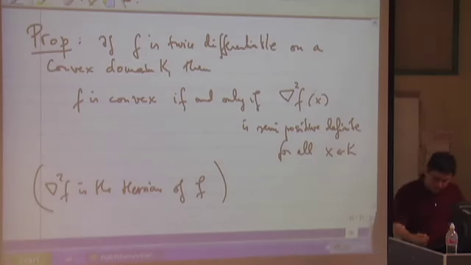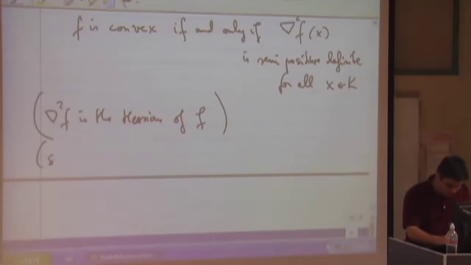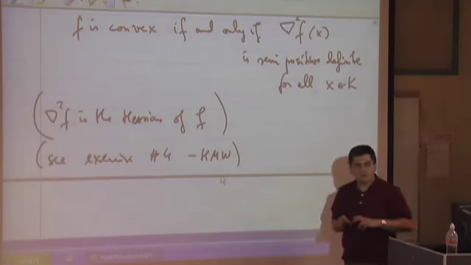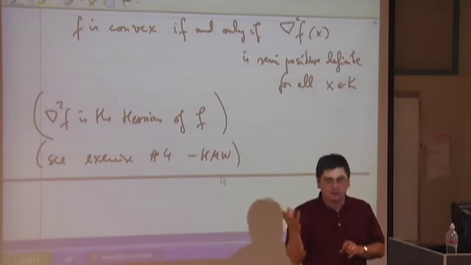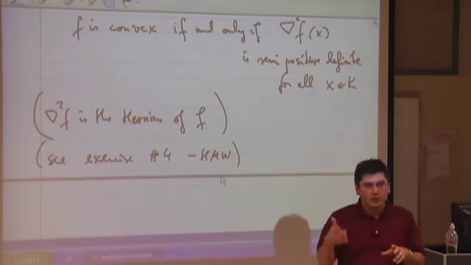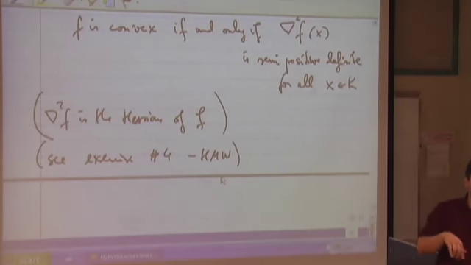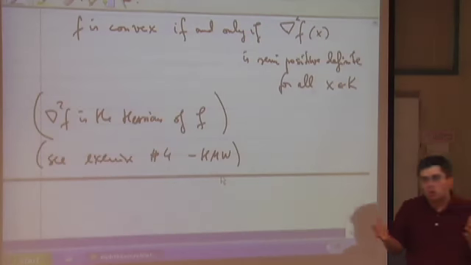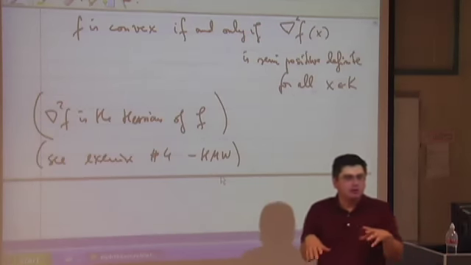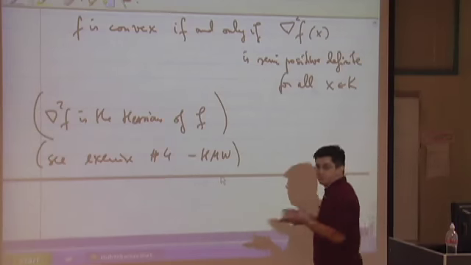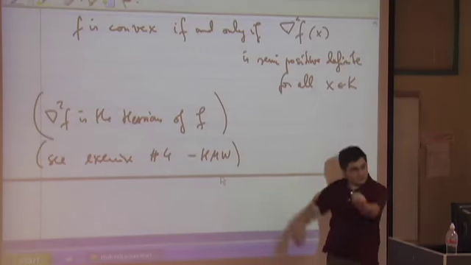Why is that easy in number 4? See exercise number 4. If you look at the problem in number 4, it's a quadratic in x1, x2, and x3. Being quadratic in x1, x2, x3 means the Hessian is going to be constant. So it's just going to be a matrix, and that's going to hold, whether semi-positive definite or not, for all x's, not just at a point.